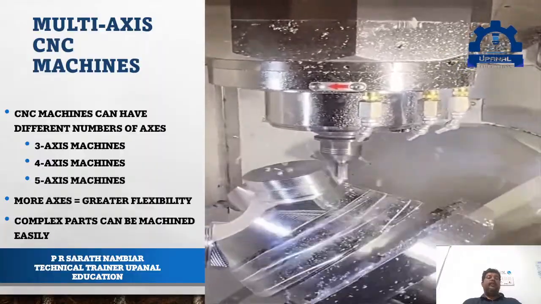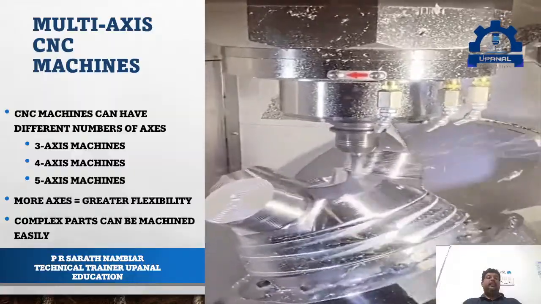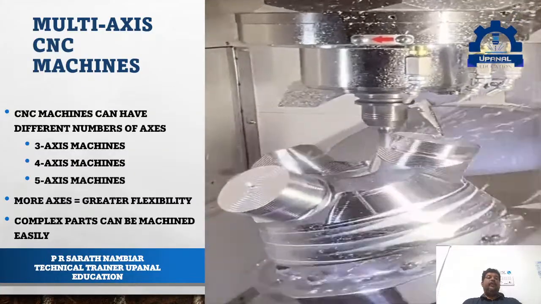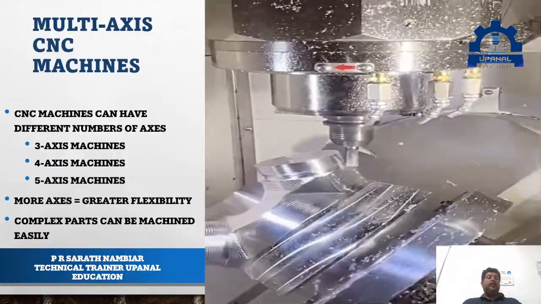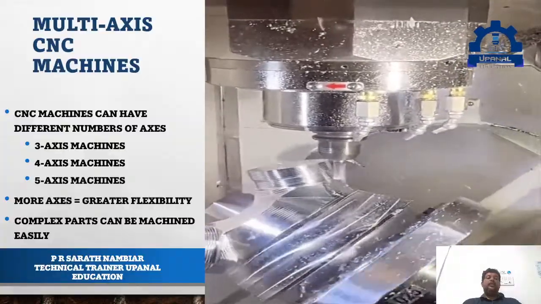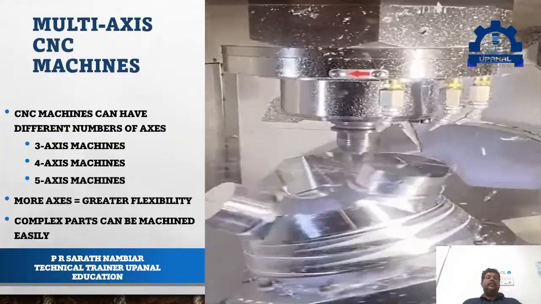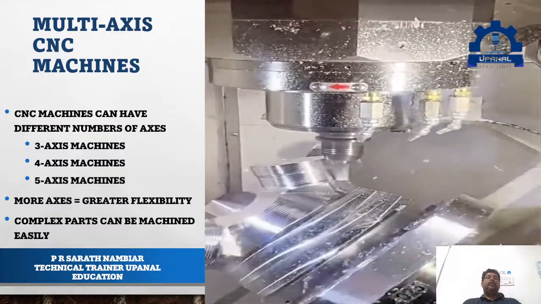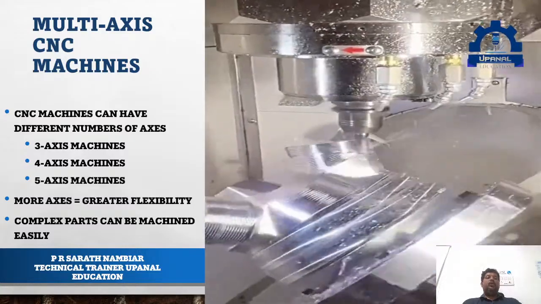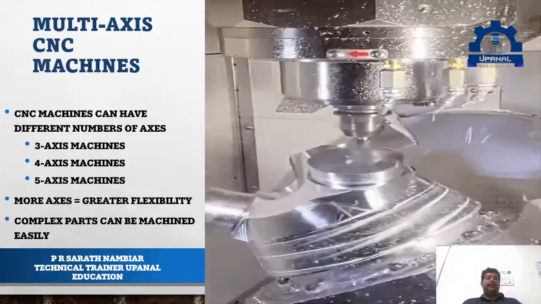Then we have the fifth axis machines. These machines contain X, Y, Z plus two rotary axes. The five axis machines can produce highly complex parts with exceptional accuracy. Industries such as aerospace, medical, defense, and precision engineering heavily use five axis machines. As a service engineer, you may encounter all these machine types during your career.